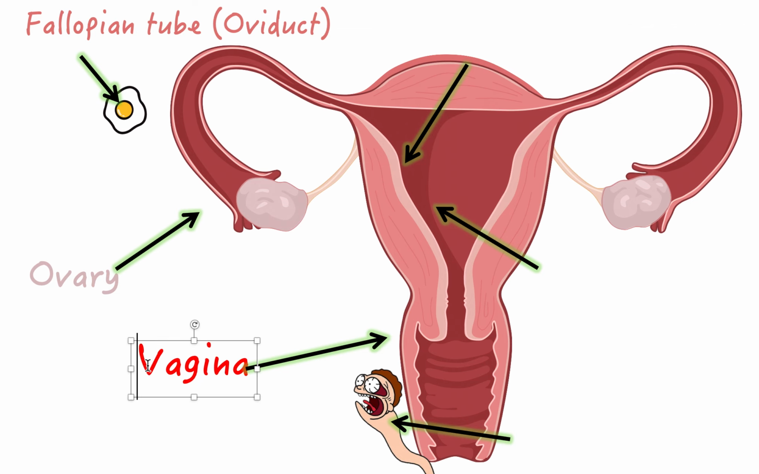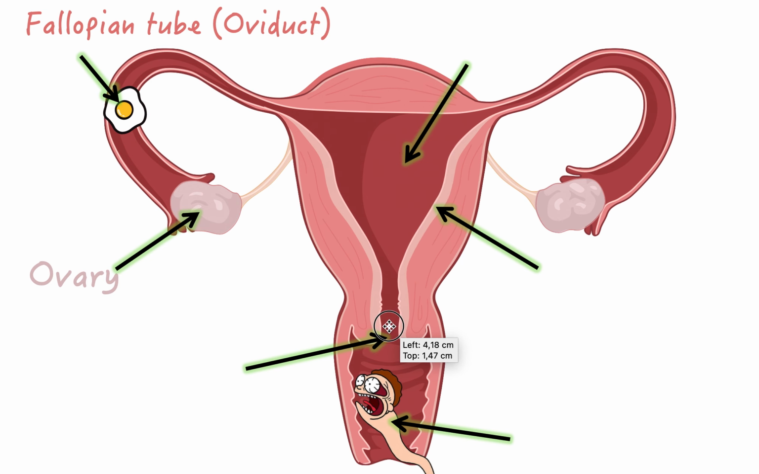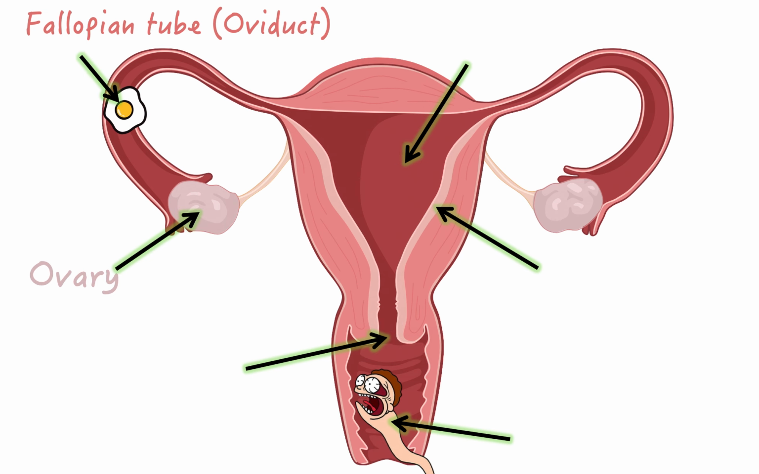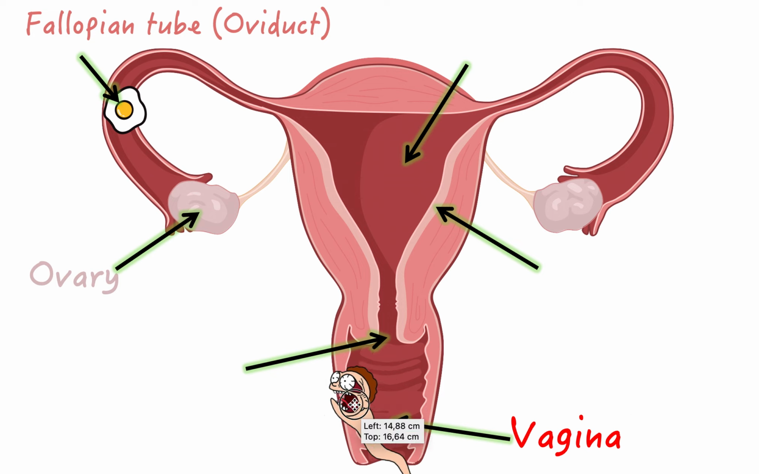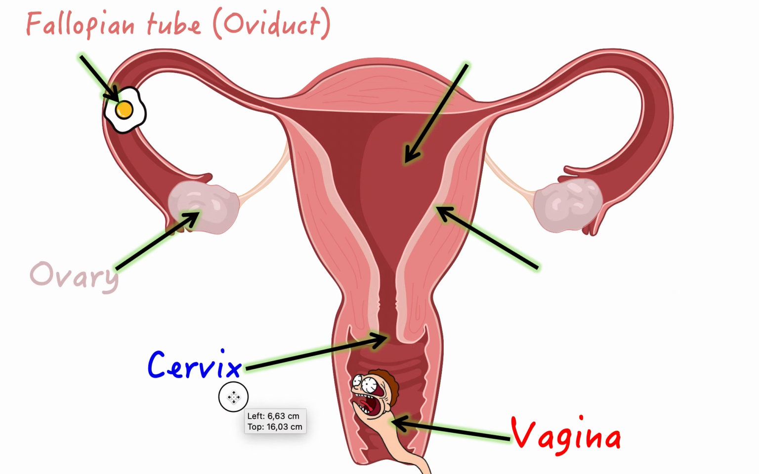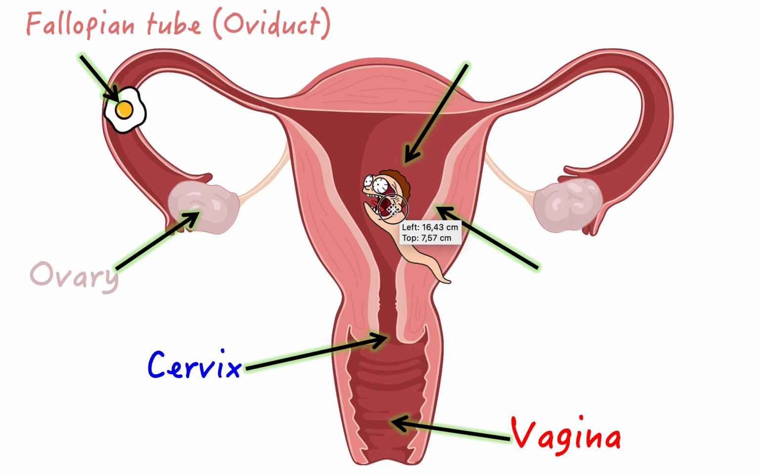Give me one second. We call this right here the vagina. And then it's going to pass through this little narrow opening here, which we call the cervix. After it passes through the cervix, it's going to go into this hollow space here called the uterus.